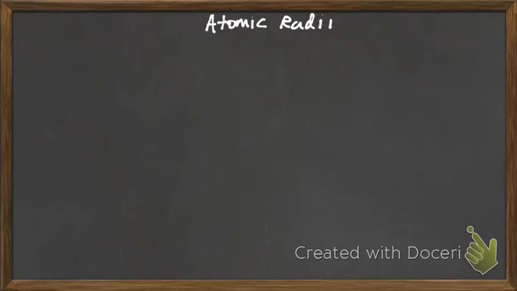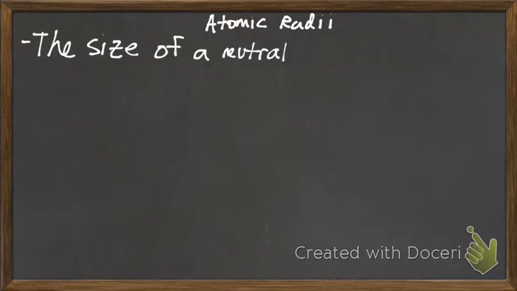Your notes should be labeled like this at the top. Our first job is to describe what is atomic radius. Radius, as you might know from math, is just the size of something. So an atomic radius is just the size of a neutral. Neutral means charge 0 atom.